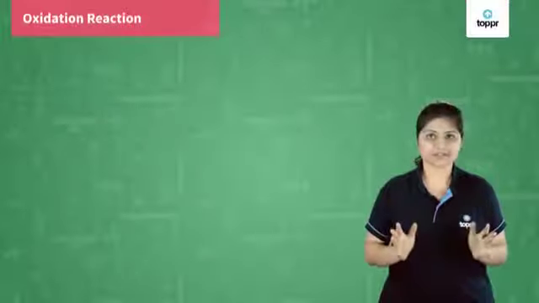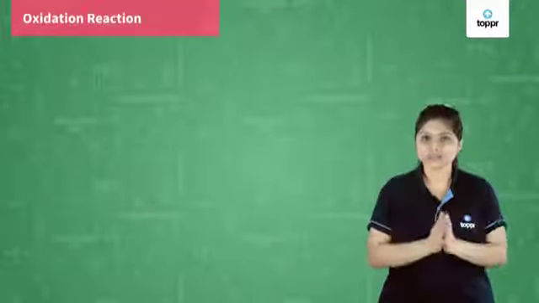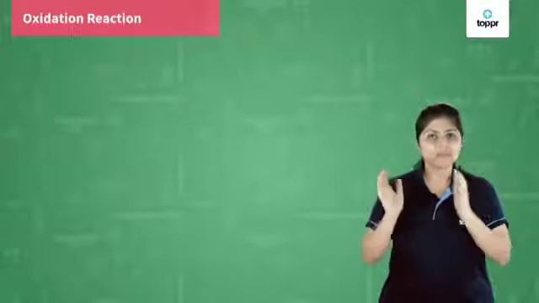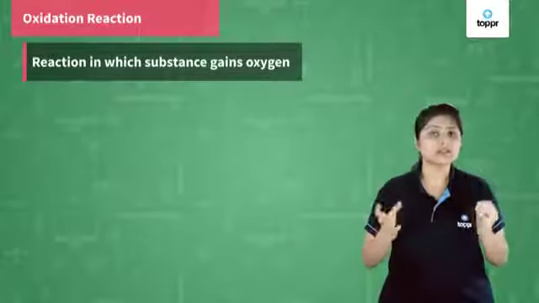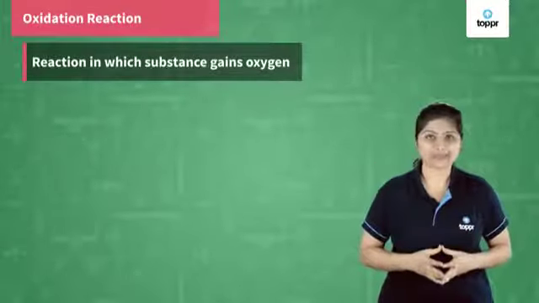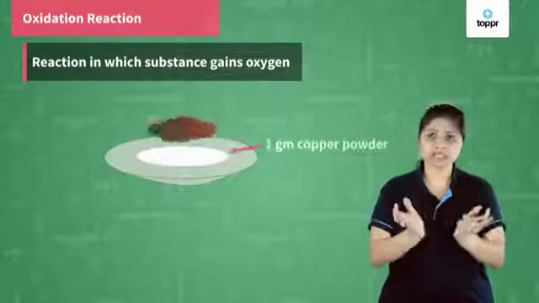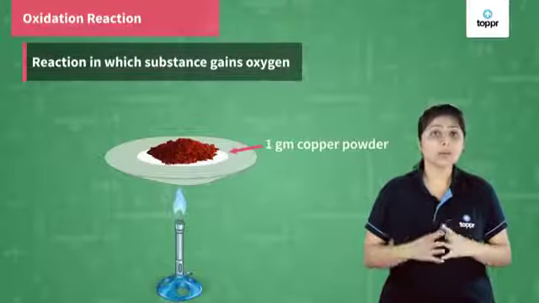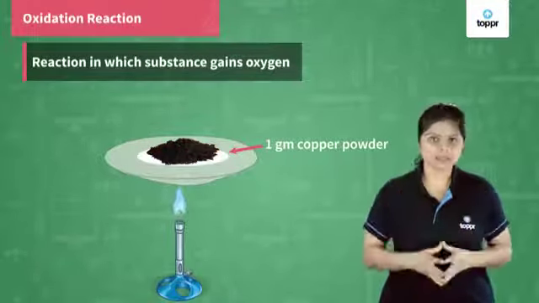Oxidation reaction. The name itself tells us that it is related to oxygen. How? Let us see. If in a reaction a substance gains oxygen, it will be termed as an oxidation reaction. For example, if we take 1 gram of copper powder in a dish and we heat it, the copper powder will be coated with black copper oxide.